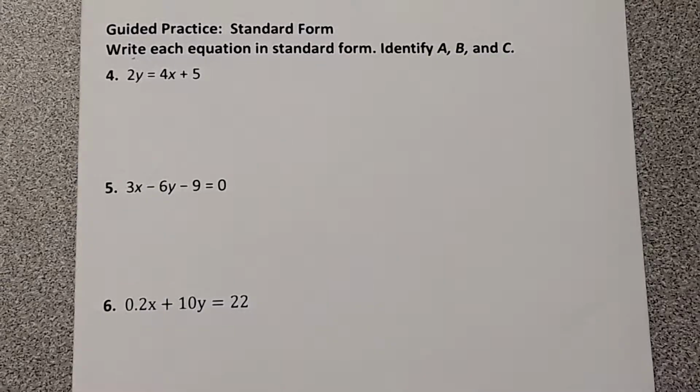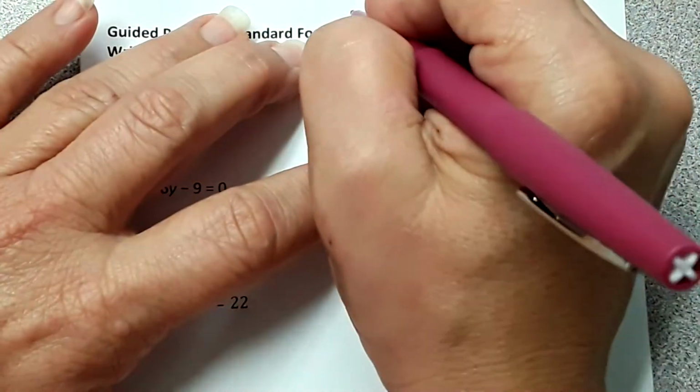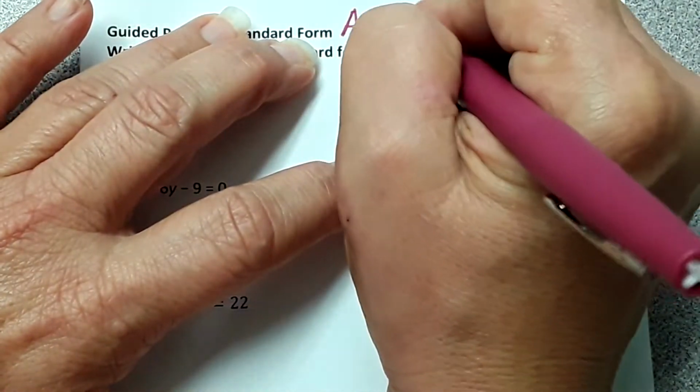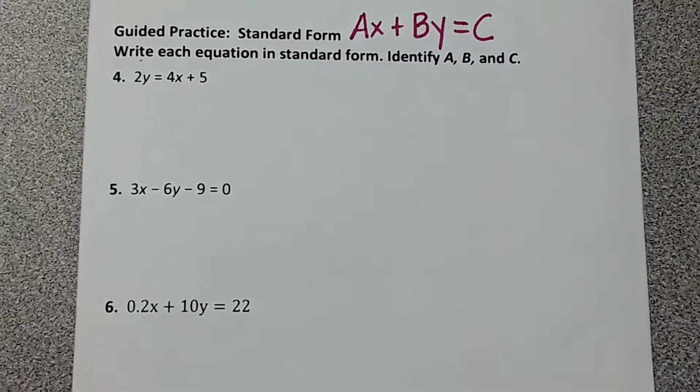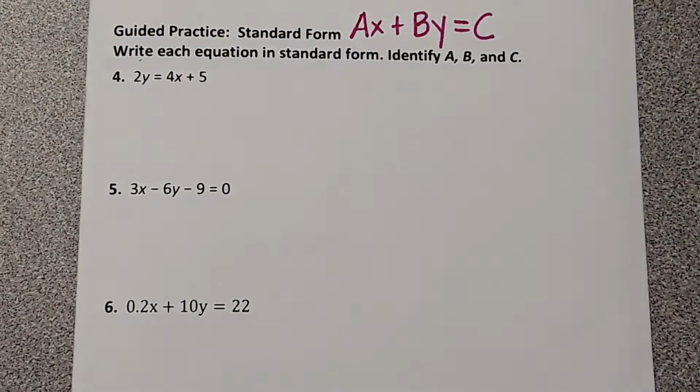Okay, moving along. So standard form is AX plus BY equals C. That is standard form. Anybody remember standard form from Algebra 1 or geometry?